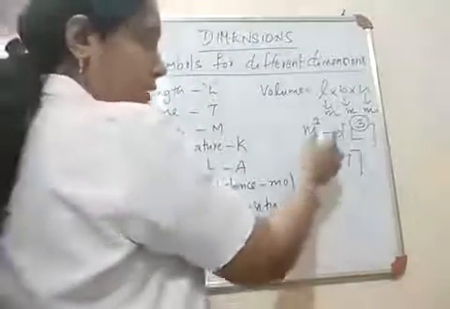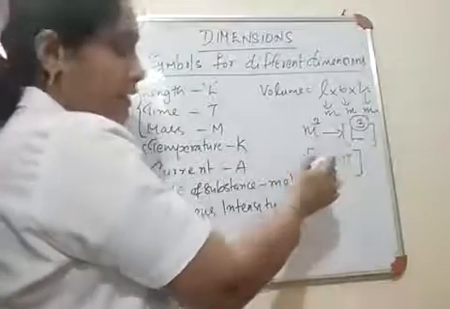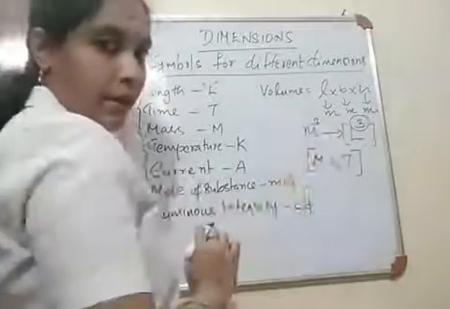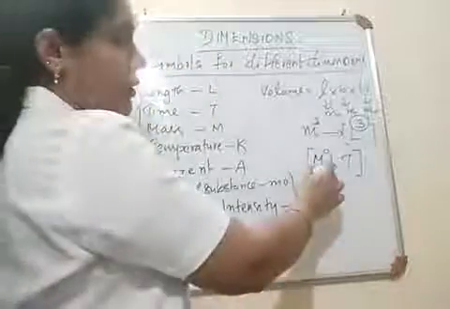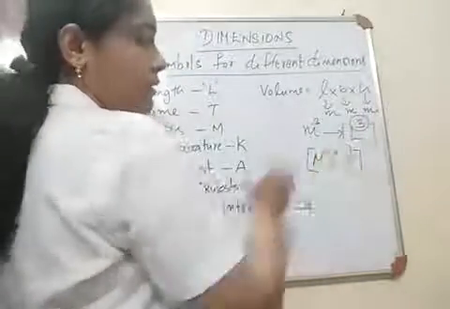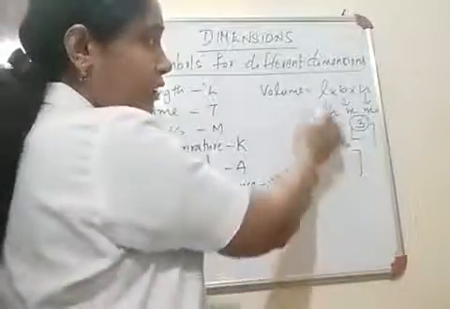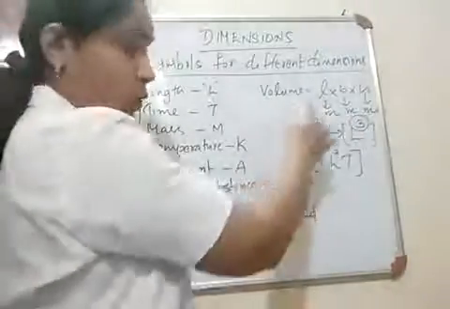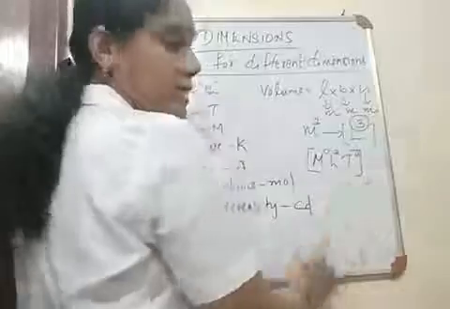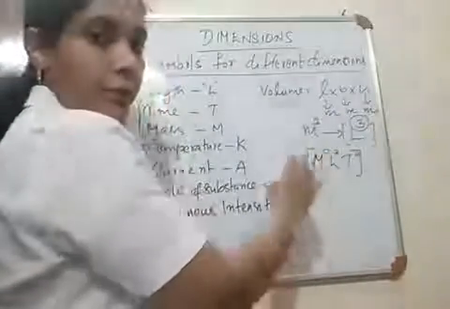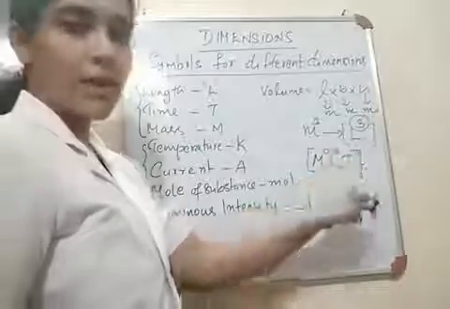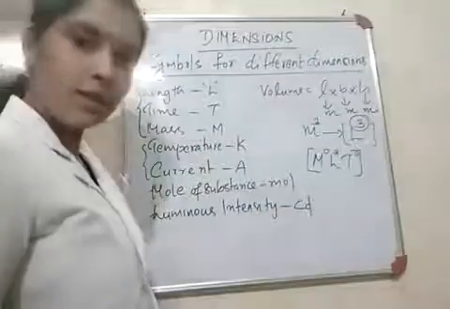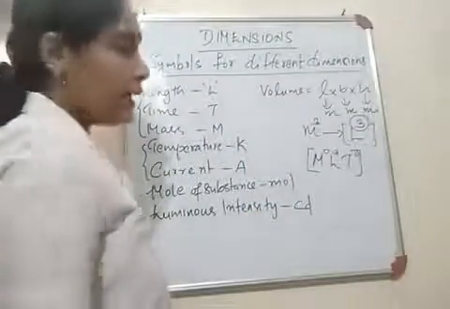Now, is there any power or is there any unit based on mass? No. So its power will be 0. And what is the power of L? Power is 3. And is there any unit based on time? No. In volume? No. So its power will be 0. So this is the proper way to represent the dimensional form of volume. M raised to 0, L raised to 3, T raised to 0. Okay. Next.